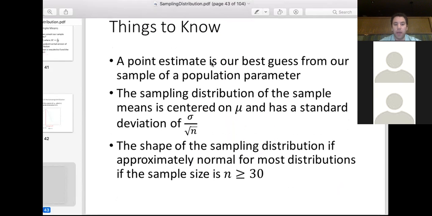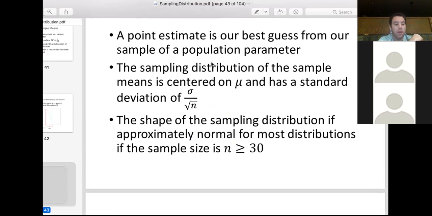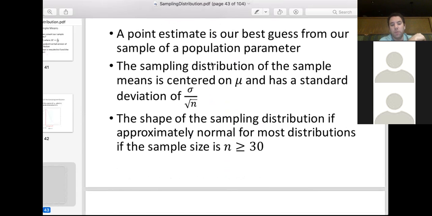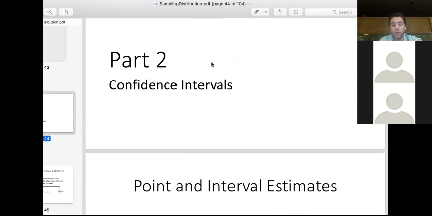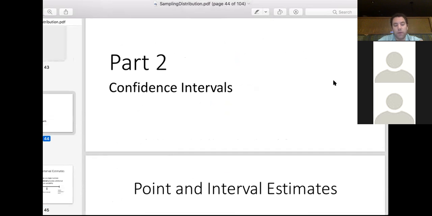Just to reiterate, the point estimate is our best guess from our sample of a population parameter. The sampling distribution of the sample means is centered on mu and has a standard deviation of sigma over square root of n. The shape of the sampling distribution is approximately normal for most distributions if the sample size is at least 30. So that's the central limit theorem as a summary. And in the next part we'll cover confidence intervals.